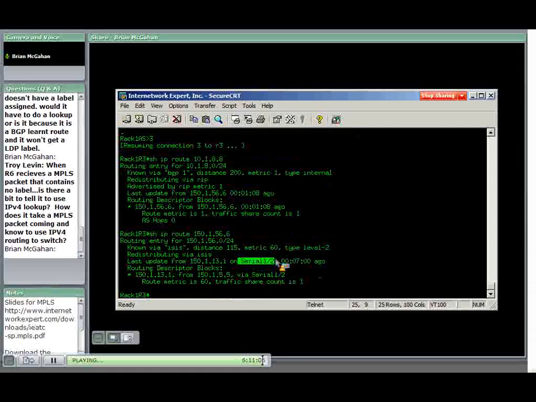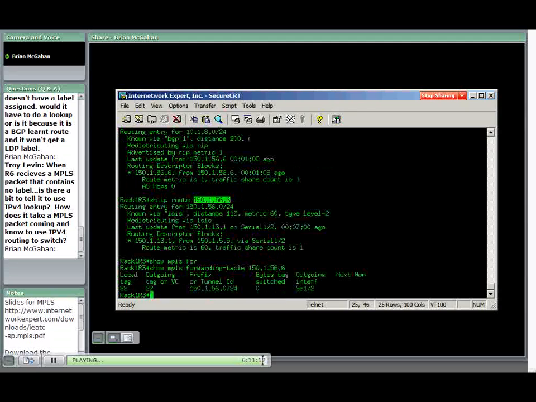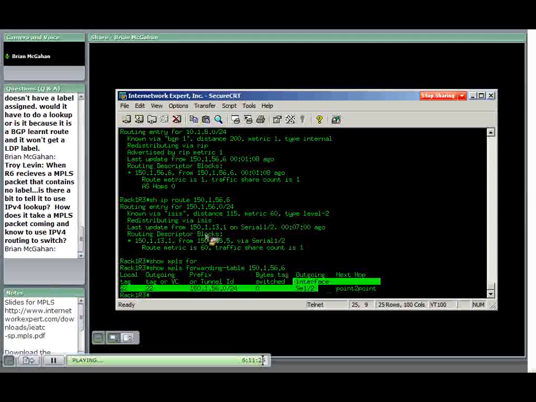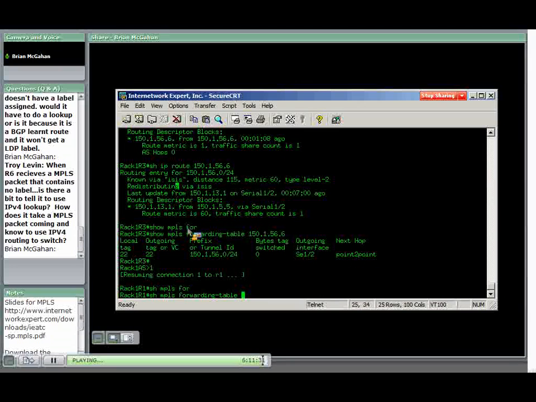Okay, so let's go over to router 3. We'll get rid of the neighbor to router 6, and we'll replace this with 56.6. And we'll say next hop self. And likewise on router 6.